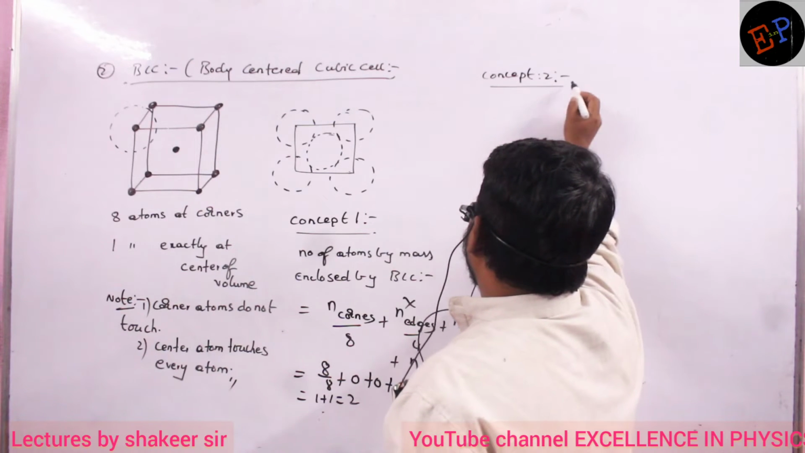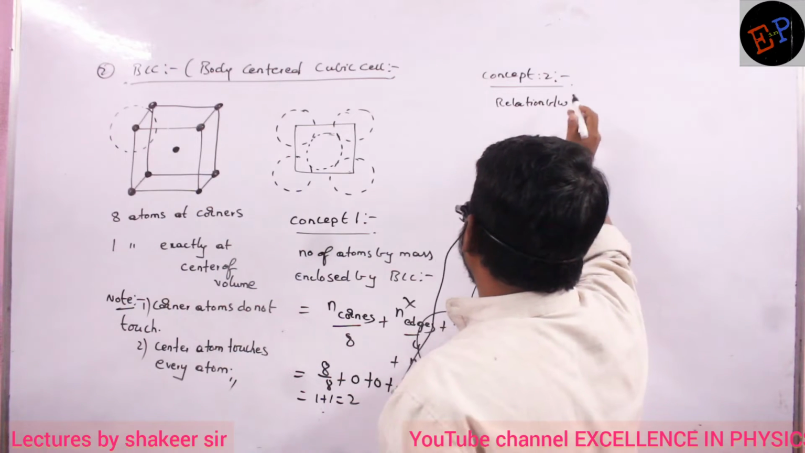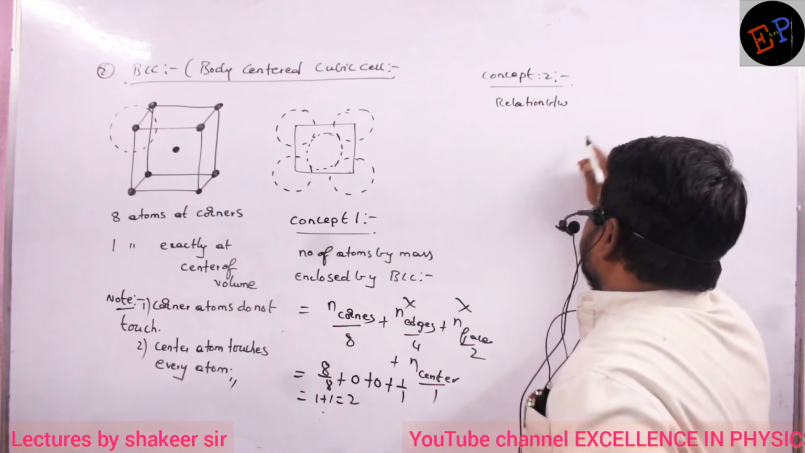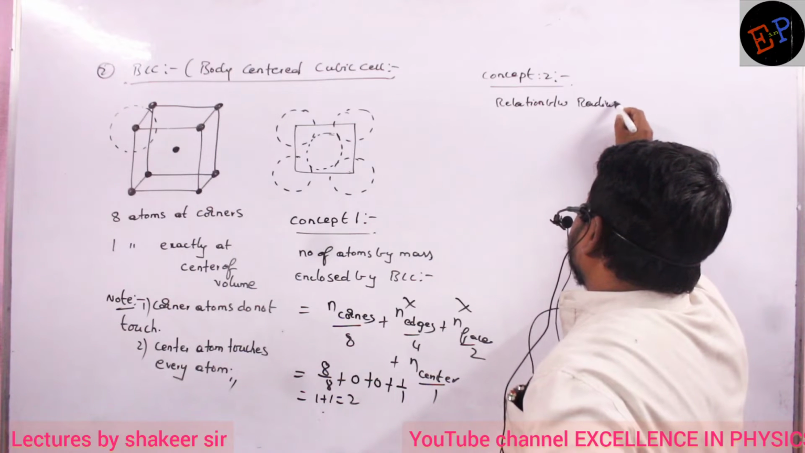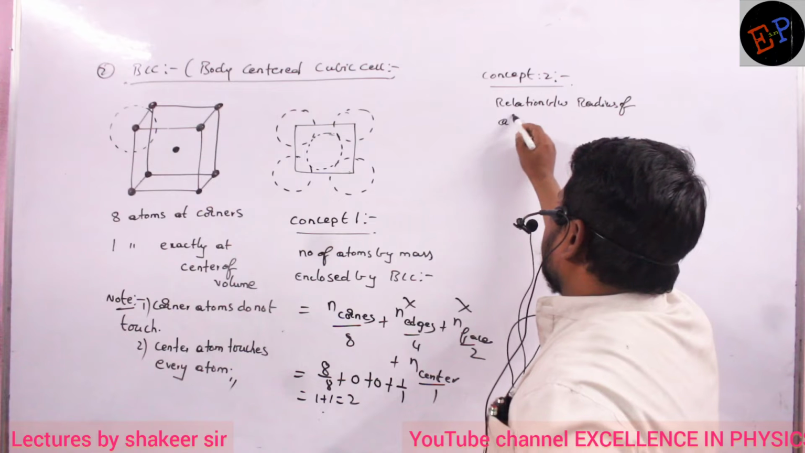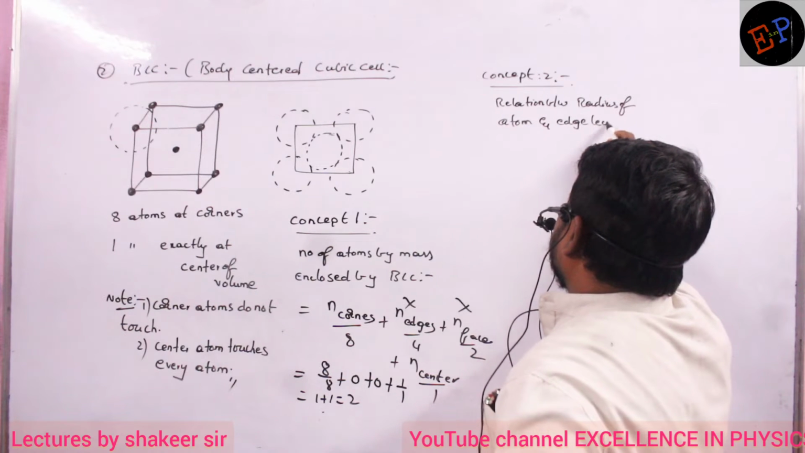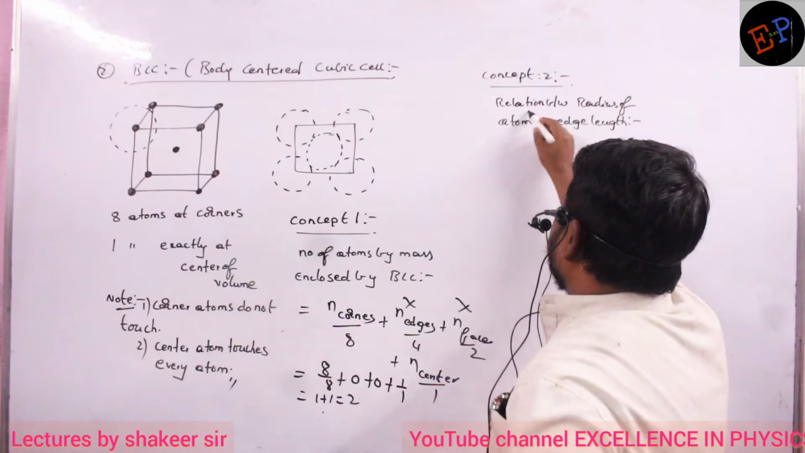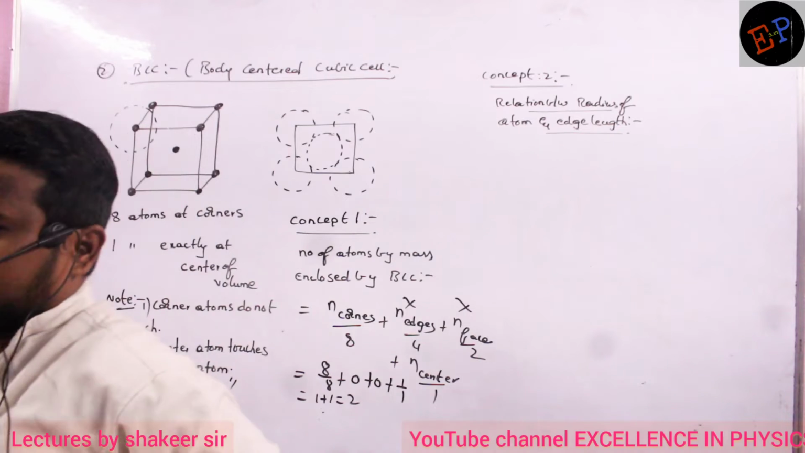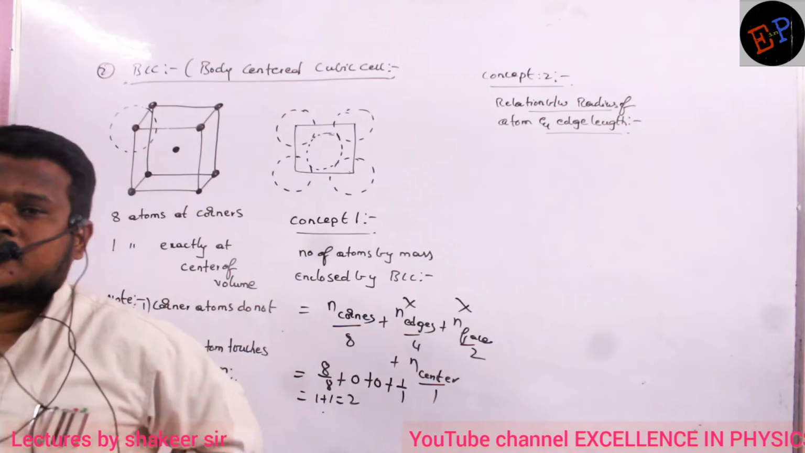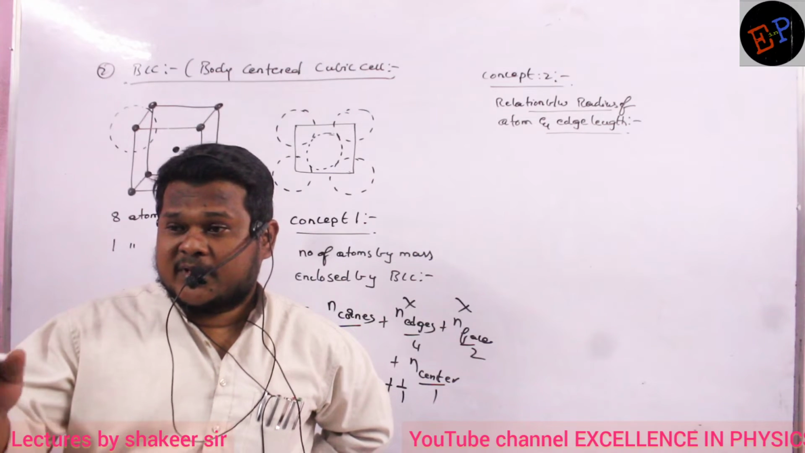Concept number 2. What is that? Again, the same concept: relation between radius of atom and edge length. Are you able to understand, ma? Previously we derived a relation between edge length and radius to be a = 2r. That concept I cannot use here.